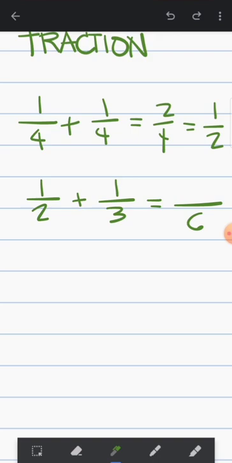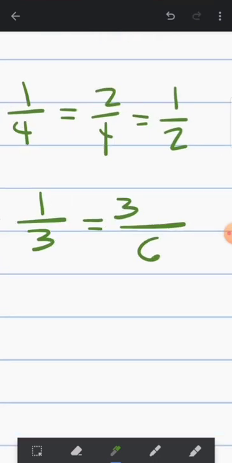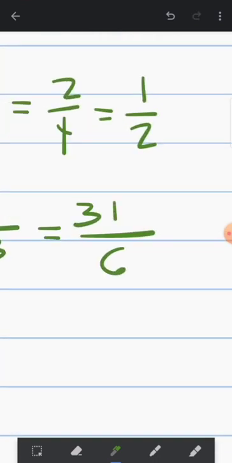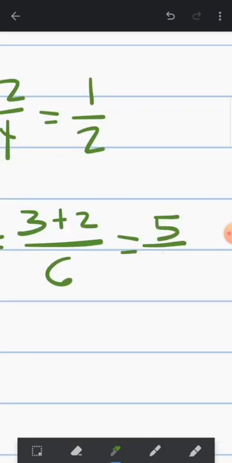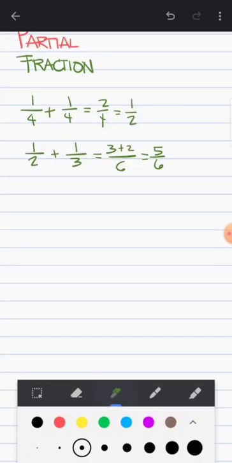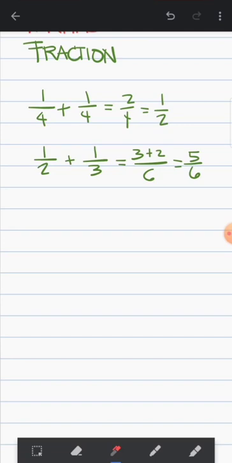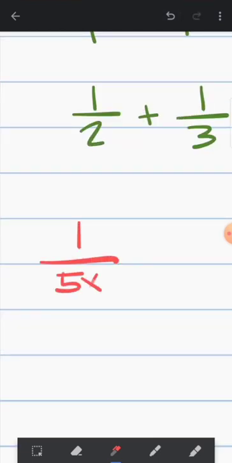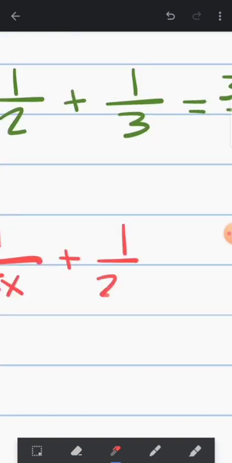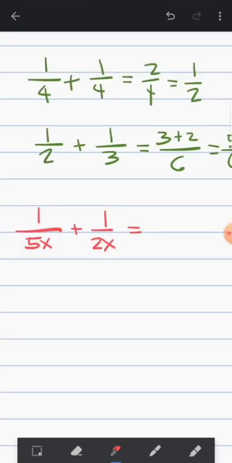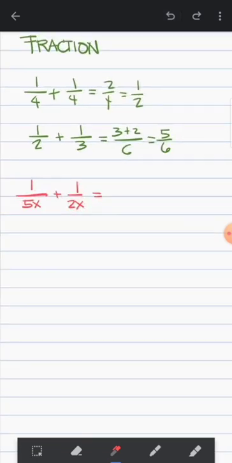So 6 divided by 2 is 3 times 1 is 3. And 6 divided by 3 is 2 times 1 is 2. So that's 5 over 6. Similarly, if we have a rational fraction, or a fraction that is in terms of algebraic terms, or let's say polynomials, 1 over 5x plus 1 over 2x, we need also to find the common denominator before adding them, since 5x and 2x are not the same terms.